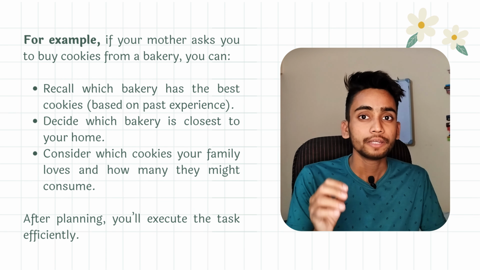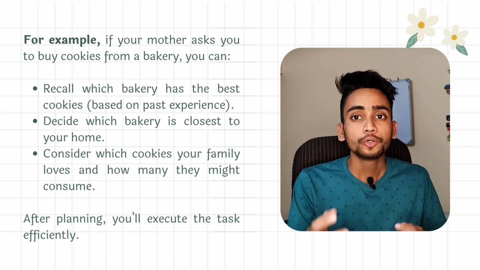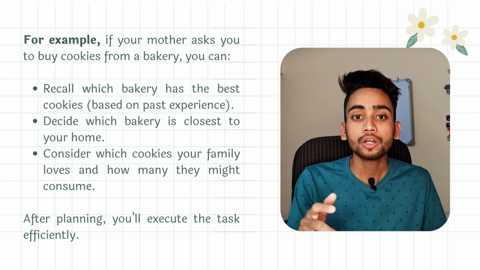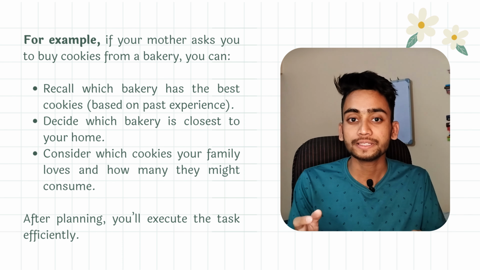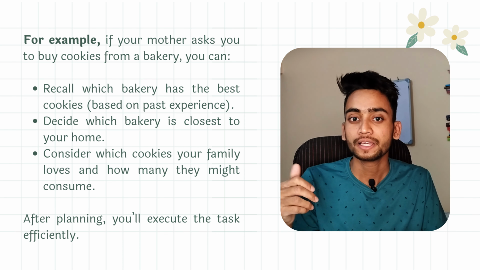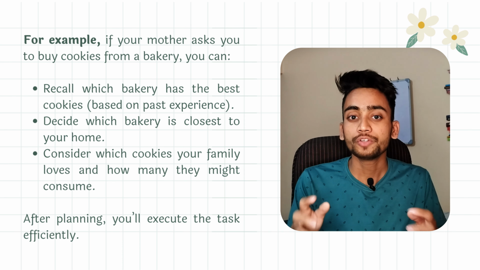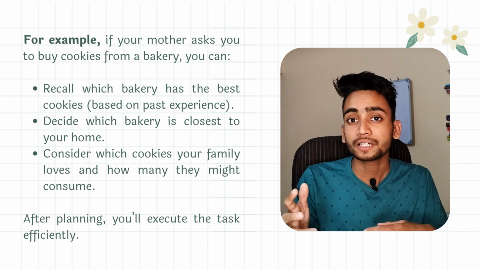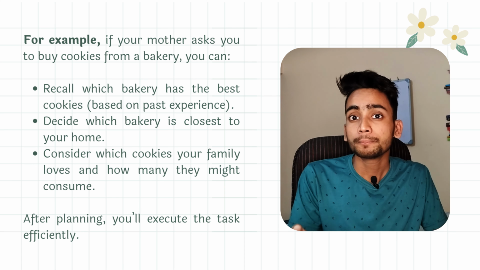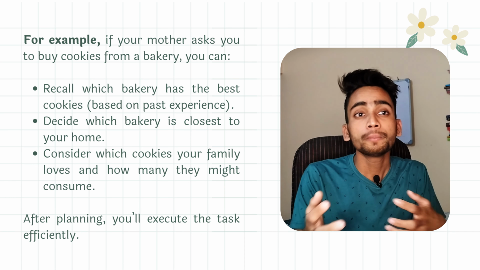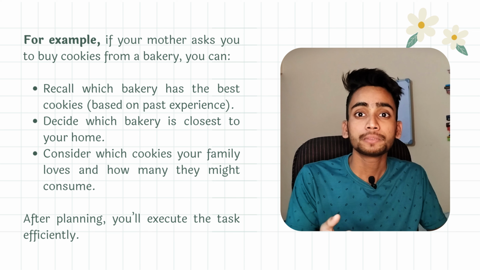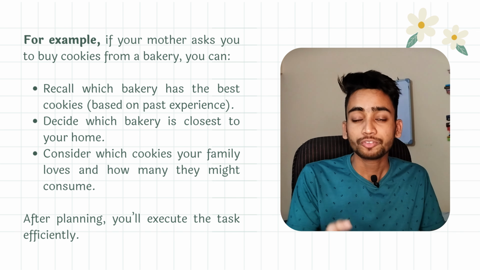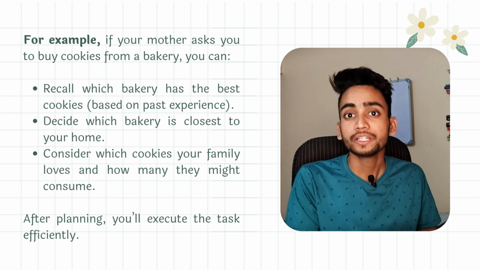For example, if your mother asks you to buy cookies from a bakery, in that situation, you can recall which bakery has the best cookies based on your past experience. Then you can decide which bakery is closest to your home. And then also you can consider which cookies your family members love and also how many cookies your family members will consume. And based on all this information, then after planning, you can execute it efficiently.